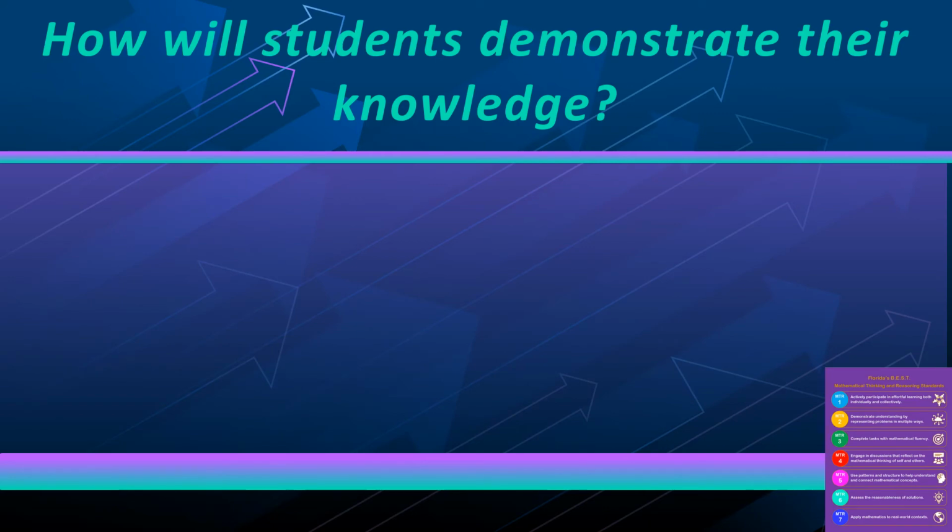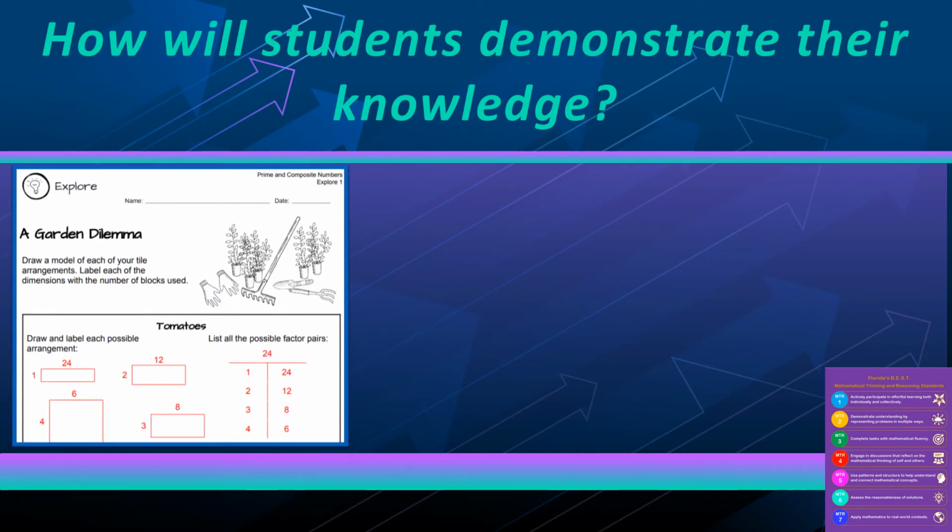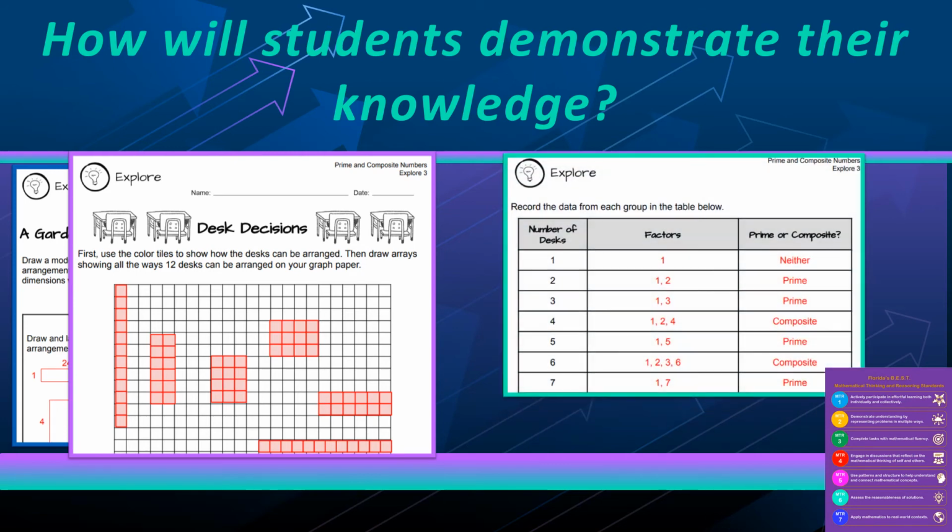How will students demonstrate their knowledge? Throughout this unit, students will be able to represent a product in multiple ways, finding all the factor pairs for numbers between 1 and 144, and they'll move through the use of concrete tools, drawings, which include the rectangles or even graph paper, and then other representations such as a T-chart and equations. Once students have developed this understanding of how to find all factor pairs, they'll start to determine if a number is prime, composite, or neither based on the number of factor pairs.